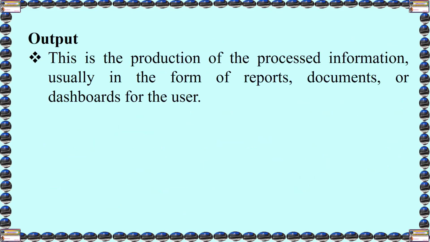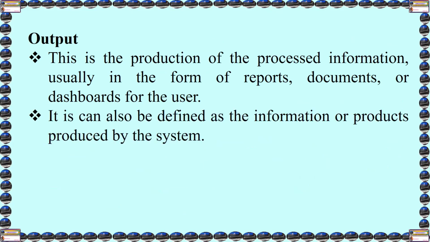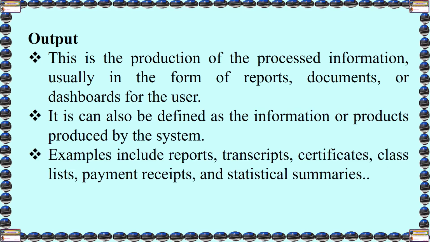We also have output. So, what is output? Output is the production of the processed information, usually in the form of reports, documents, or dashboards for the user. It can also be defined as the information or products produced by the system. Examples include reports, transcripts, certificates, class lists, payment receipts, and statistical summaries in an education setup.